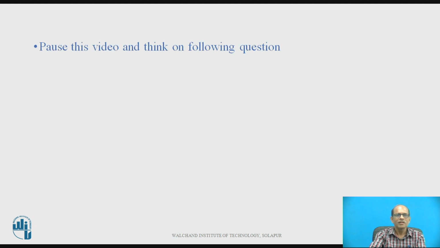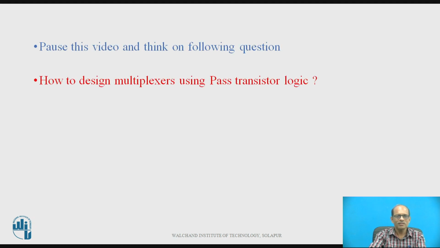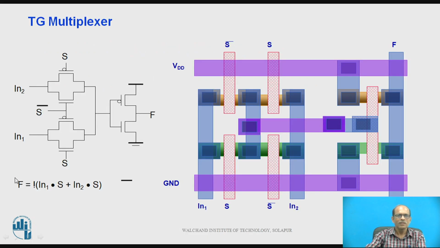Okay. Now pause this video and think about the following question: how to design multiplexers using pass transistor logic? Now in pass transistor logic, we are using the transmission gate. This is one transmission gate and this is a second transmission gate. For the lower transmission gate, the input is S, and here this is S bar. Now here it is S, and this is a CMOS inverter.